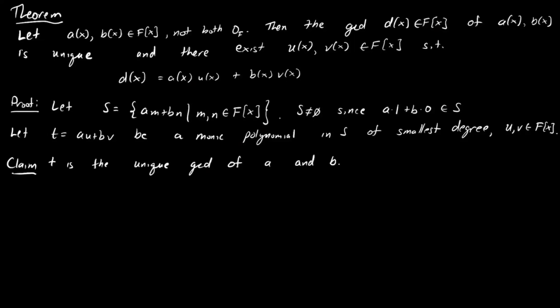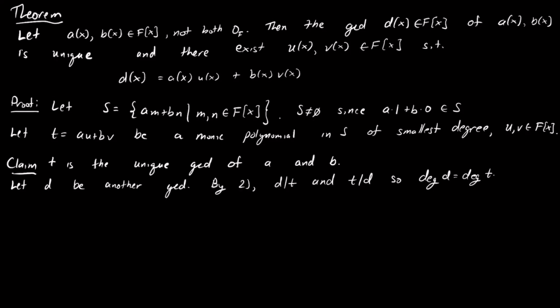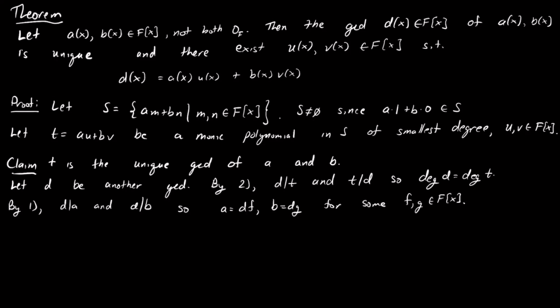Okay, so how do we do this? Well, we assume that there's another GCD. So we'll say let D be another GCD. And we know by 2, since D and T are both common divisors of A and B, that D has to divide T and T has to divide D. So I know that D and T have to have the same degree. Moreover, since D is a GCD, D has to divide A and D has to divide B. So I can write A is equal to DF and B is equal to DG for some F and G in F[x].